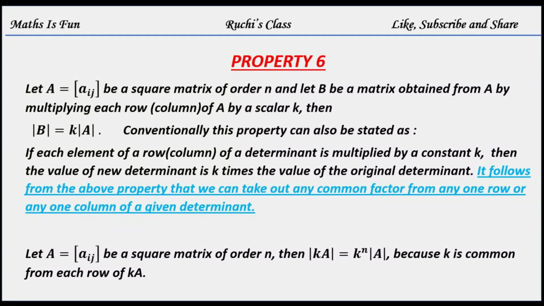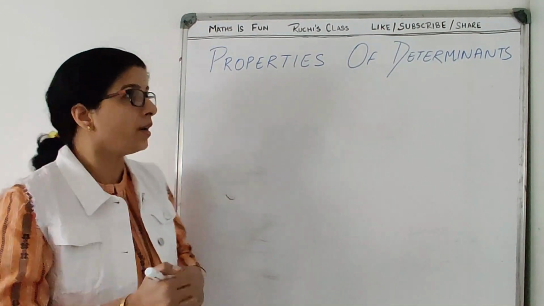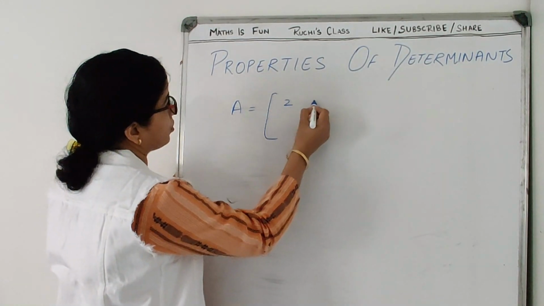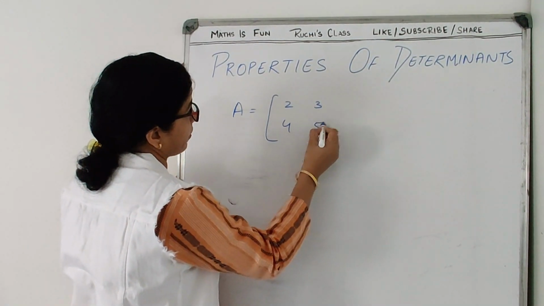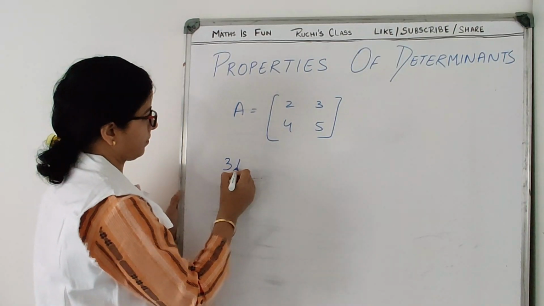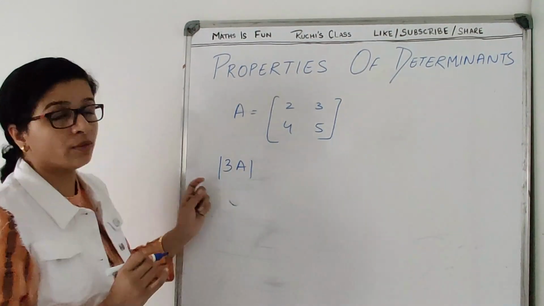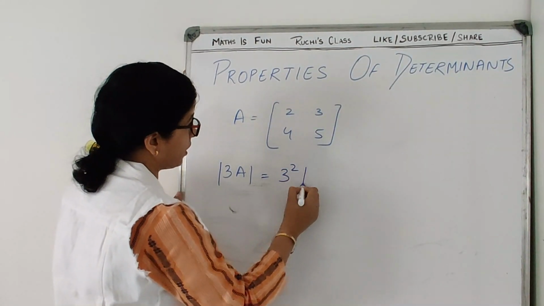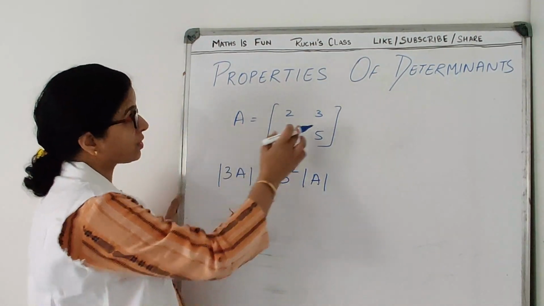From property 6, it also follows that if A = [aij] is a square matrix of order n, then determinant of kA is equal to k raised to the power n into determinant of A, because k is common from each row of kA. Let us take one example. Say for example, I have a square matrix A as 2, 3, 4, 5. So I have to find the determinant of 3A. What is the order of the matrix? 2. So 3 squared into determinant A, because 3 can be taken common.